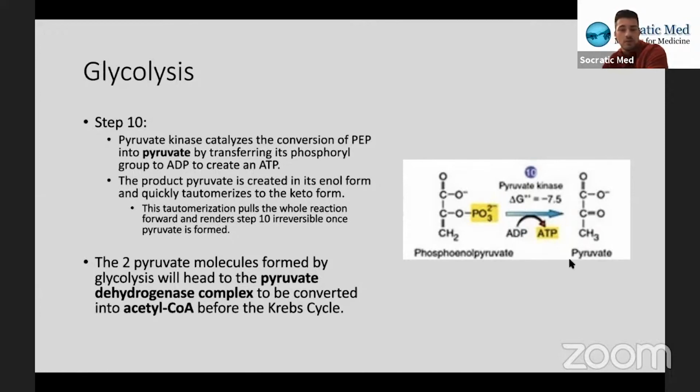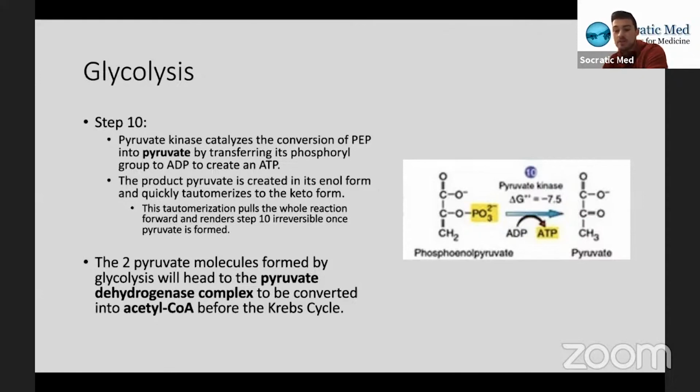So I'm just going to repeat that one more time because it's kind of important. Phosphoenol pyruvate reacts with pyruvate kinase. It creates ATP and it creates pyruvate, which is in its enol form originally, immediately. Once it is created, that enol form very quickly tautomerizes. That's the word that we use for transforming between the two forms. It immediately goes to the keto form.